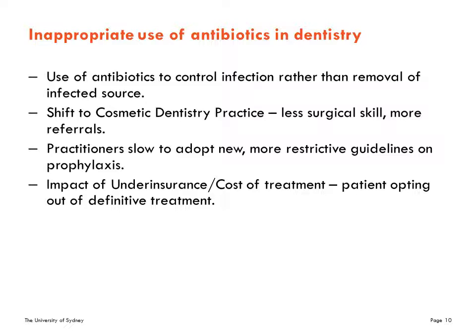Other practitioners may be slow to adopt new, more restrictive guidelines on antibiotic prophylaxis to prevent infection elsewhere in the body. And the impact of underinsurance or the cost of treatment itself may mean that the patient will opt out of definitive treatment and request a script for antibiotics to control the infection instead.